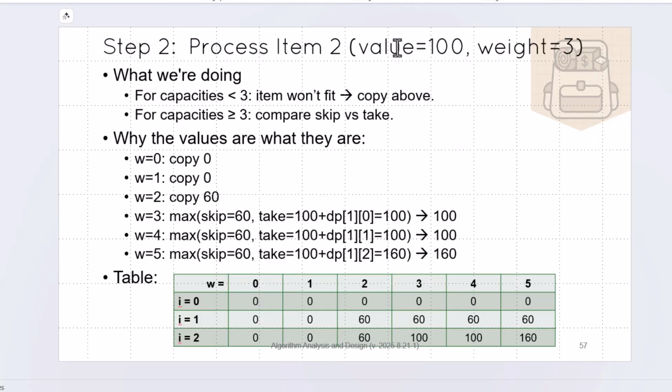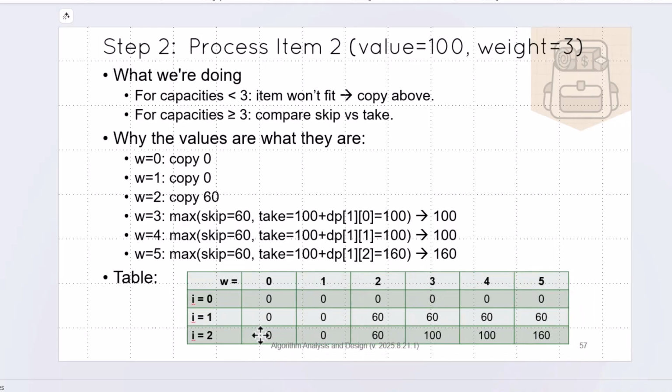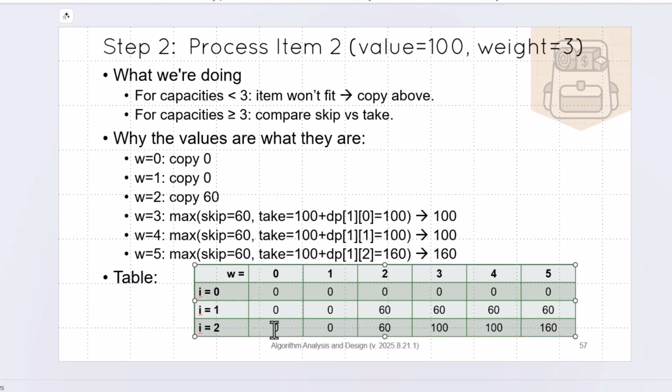Processing item 2, this is the thing with value 100 and weight equal to 3. For capacities less than 3, the item won't fit. Since it's a weight of 3, we assume this new item will not fit, so we don't take it for anything less than 3. So 3 occurs up here.